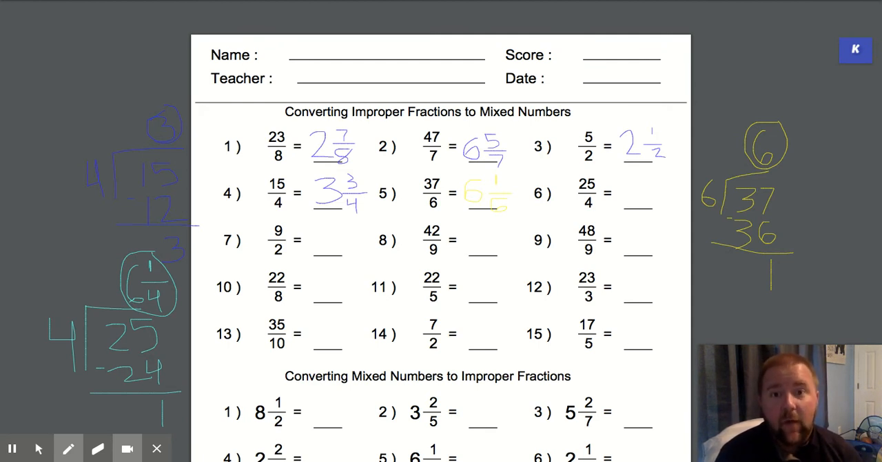But as you get older and you get better with this and better with this and better with this, the mental math way is a good way to kind of check your work there.